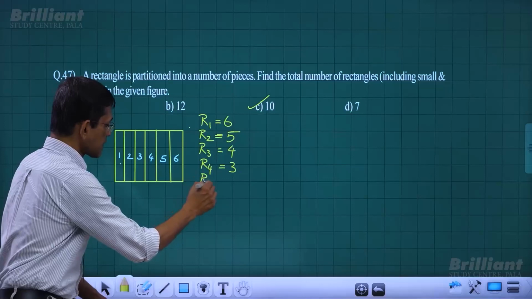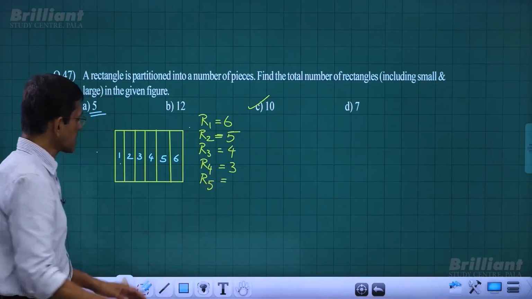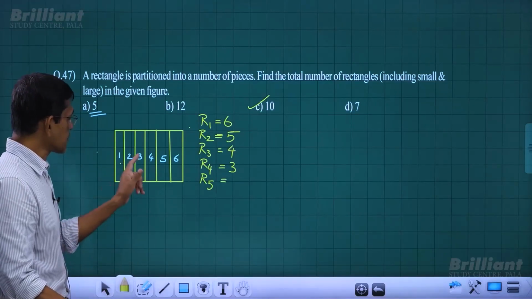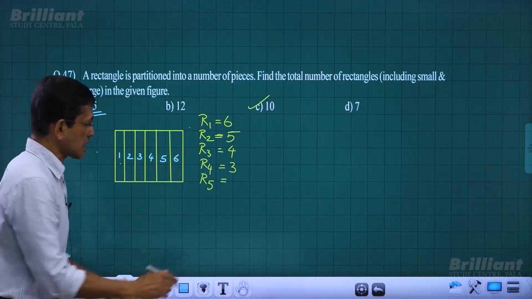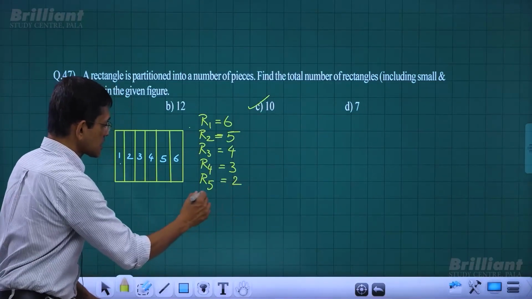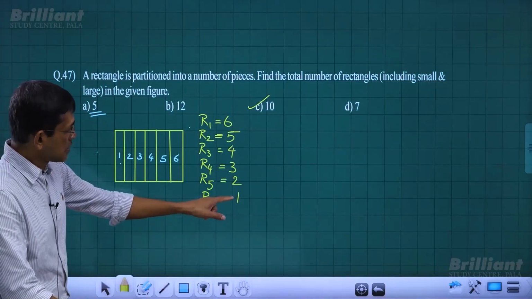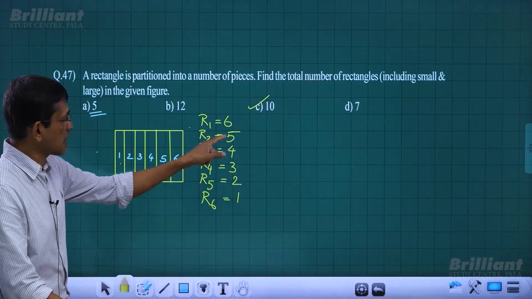And 5 pieces together, we have 1, 2, 3, 4, 5, one rectangle. Then 2, 3, 4, 5, 6, another rectangle. So we have 2 of them. Now all the 6 pieces together, we have 1. You notice this? 1, 2, 3, 4, 5, 6.